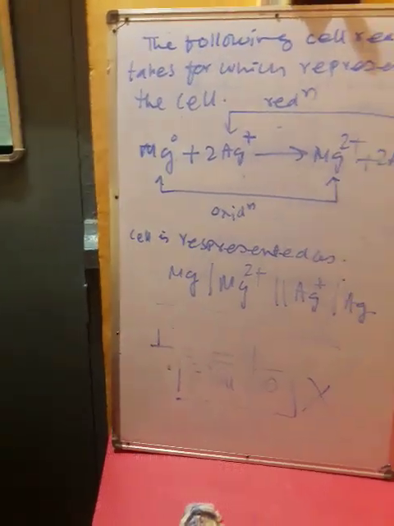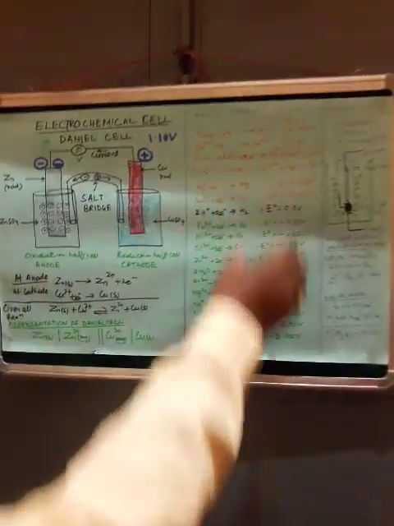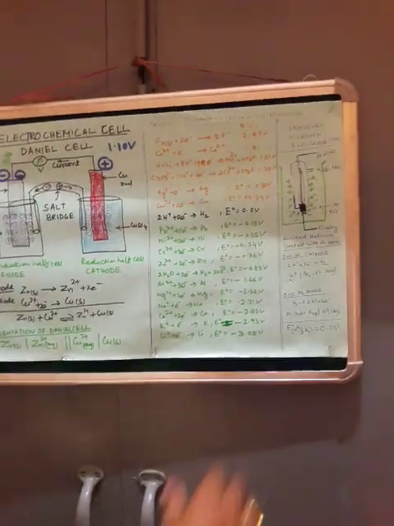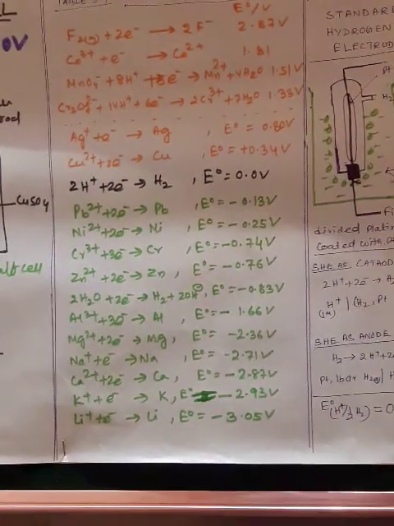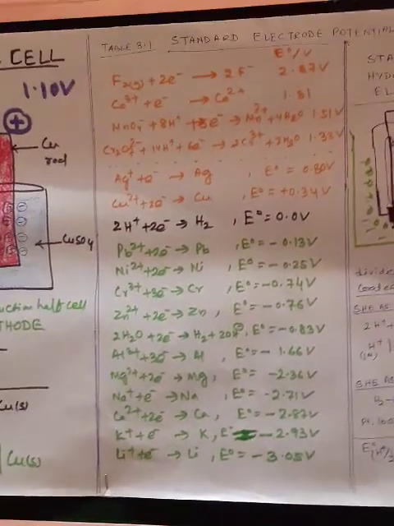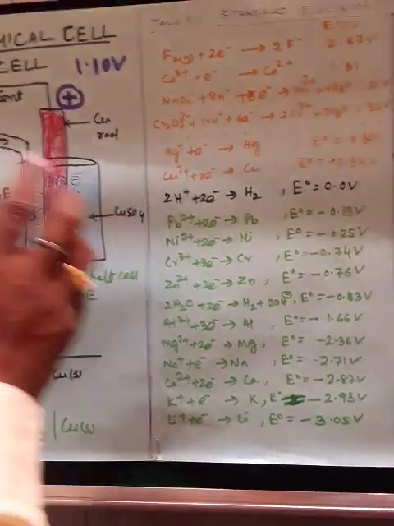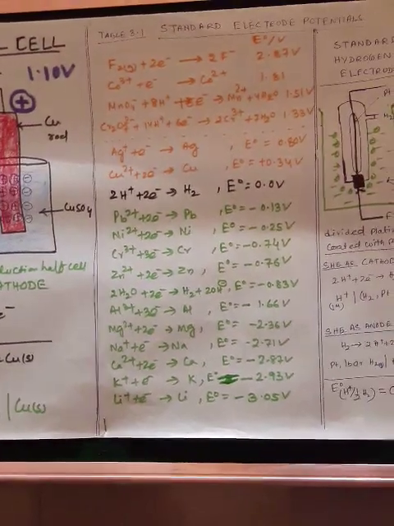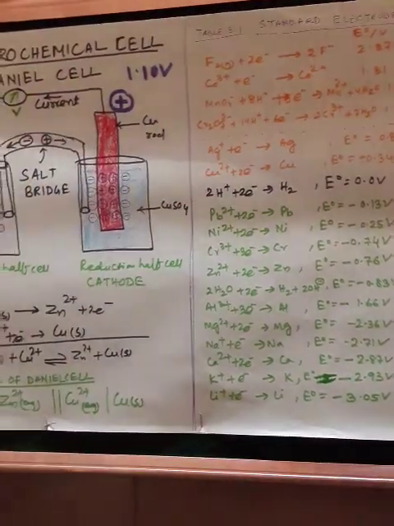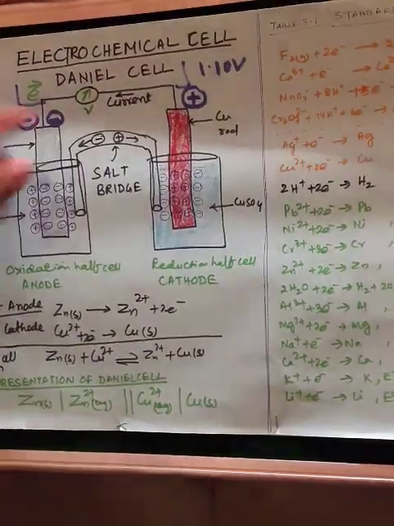Second, you learned how to predict whether the cell works or not. We also learned the meaning of a negative value of standard electrode potential: a more negative value means a stronger reducing agent. For a cell to work, the standard EMF of the cathode must be more than that of the anode. And one more thing: this cell can be connected to an external source, a battery.